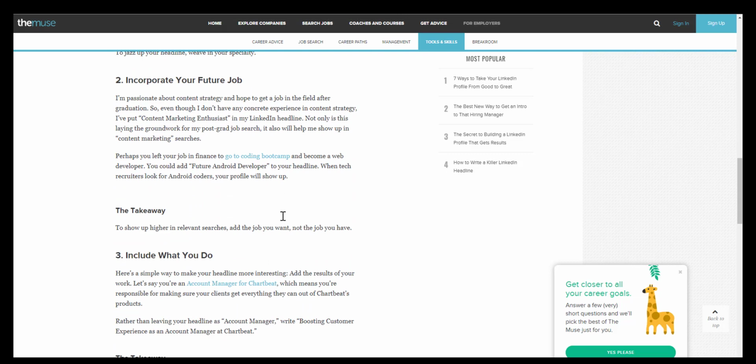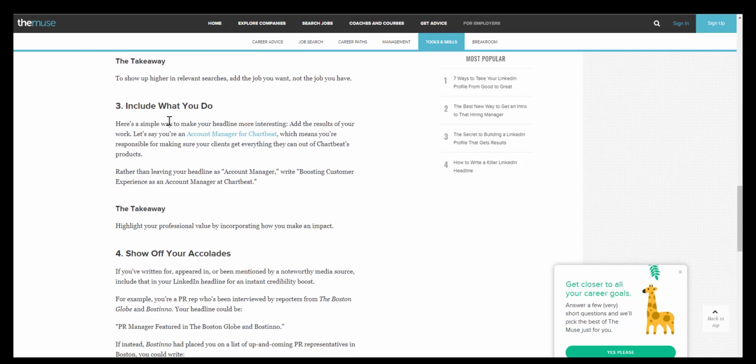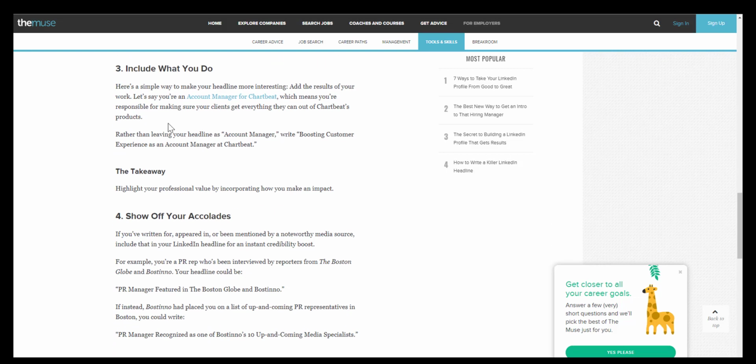Incorporate your future job in it. So if you are a student, you're just kind of searching, you can either put here, they're saying they're a content marketing enthusiast or a future Android developer. That really tells people what you're interested in. Include what you do. You can even put what you do as a student, what program you're in specifically, or if you have a part-time job or a volunteer position that you're interested in, you could add that.